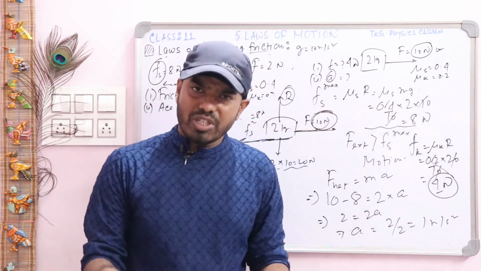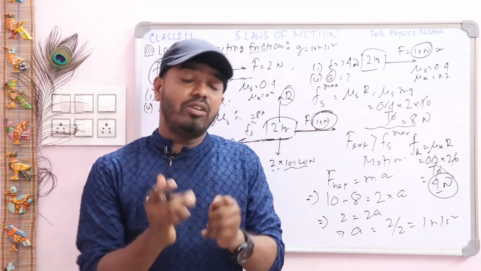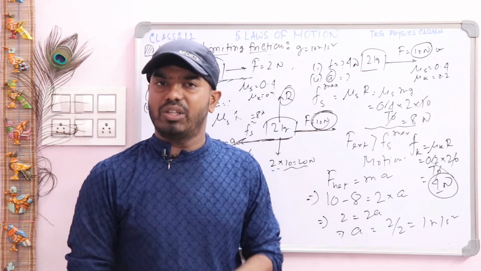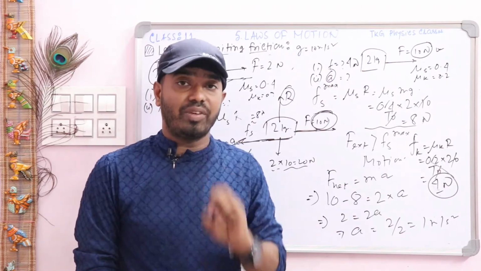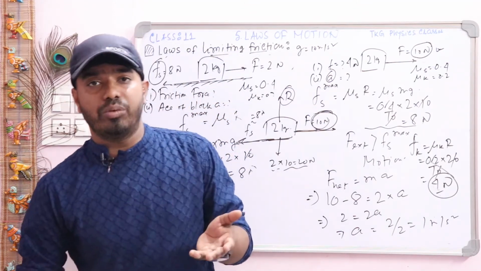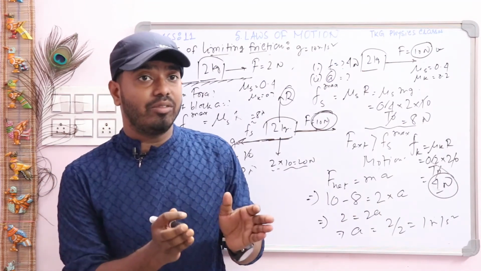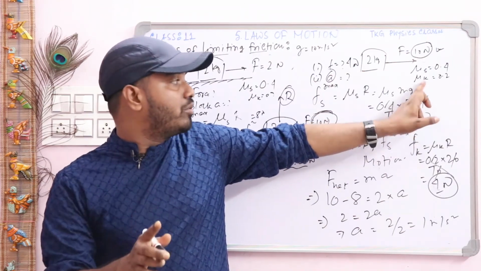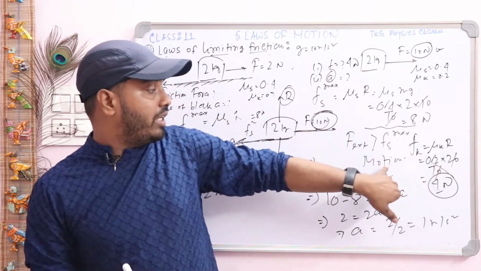But in most problems, if mu is given, not mu k or mu s, in that condition we just use the formula F equal to mu into R, not using Fs or Fk. In most problems, suppose the question gives mu, that is the normal condition. But if the values are given separately as mu k and mu s, then you must find the value of Fk with the help of mu k, because here the body is in motion.